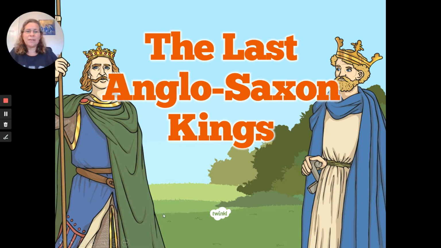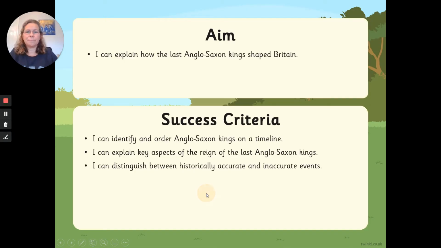The last Anglo-Saxon kings. At the end of this, the aim is that you can explain how the last Anglo-Saxon kings helped to shape Britain. I know we're looking at Vikings, but the Anglo-Saxons play a very important part during their time. After all, they were there before the Vikings.